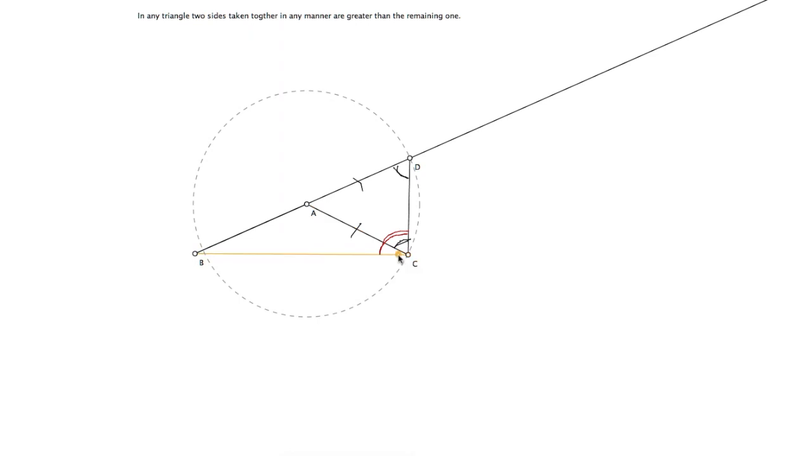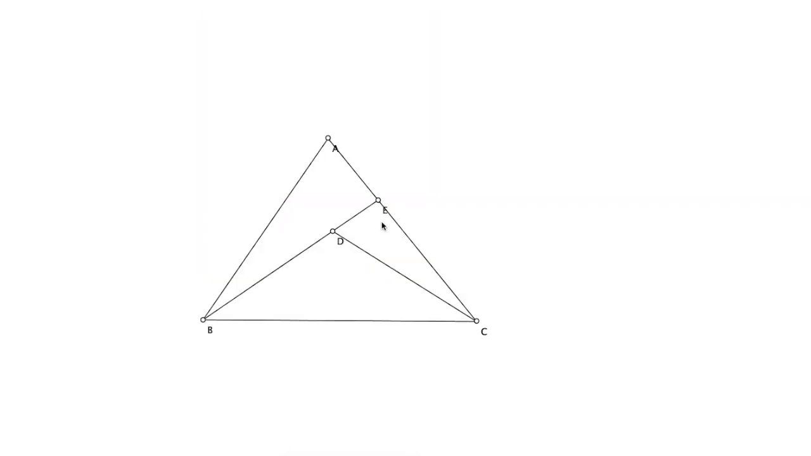And we can repeat this argument for any of the other sides of the triangle, and again show that it doesn't matter which two sides we choose, they will always be greater than the remaining side. So this brings us next to proposition 21.